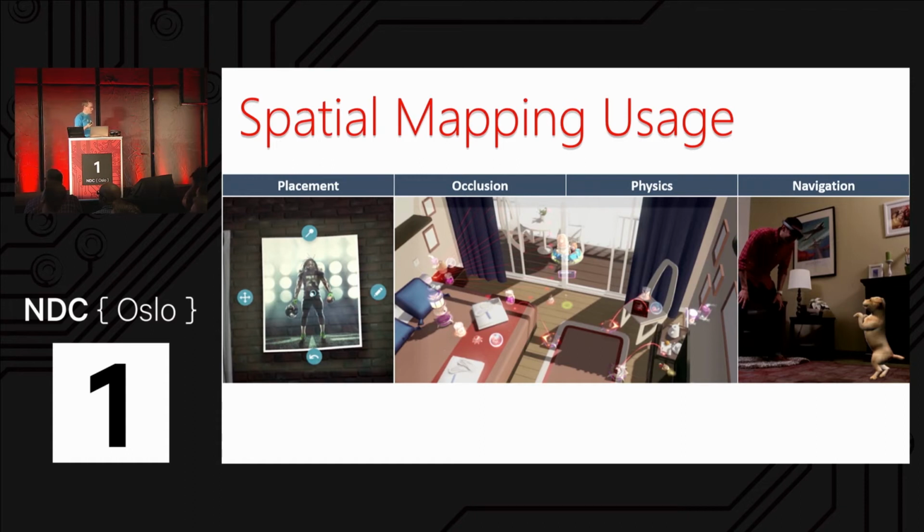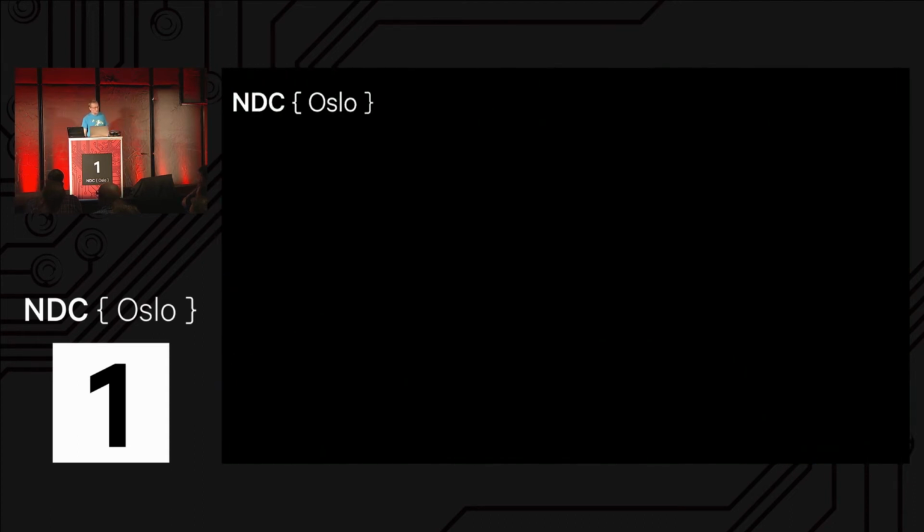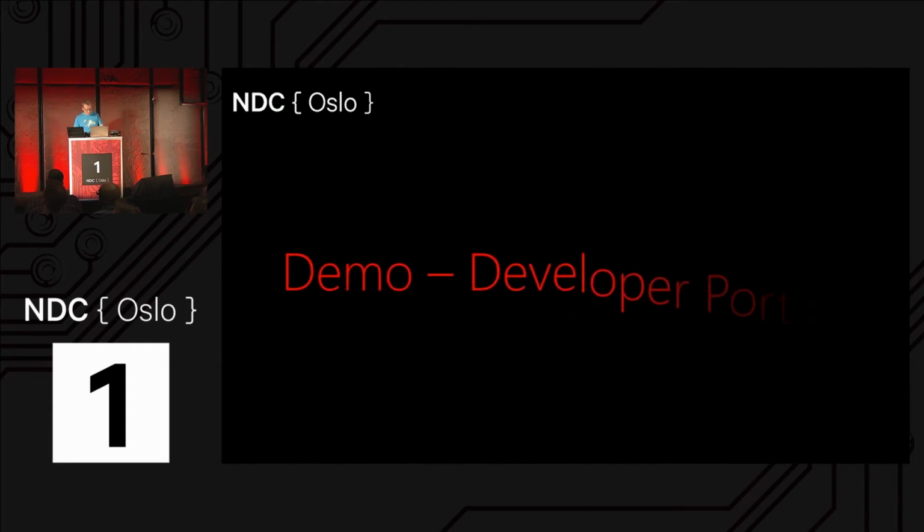Navigation, as I said, you can run around. Conker does exactly that. He runs around your living room, he runs behind your furniture, he jumps on your chairs, and he goes everywhere because he knows exactly where things are. And I really want to show you how this works. So, okay, let's have a look.